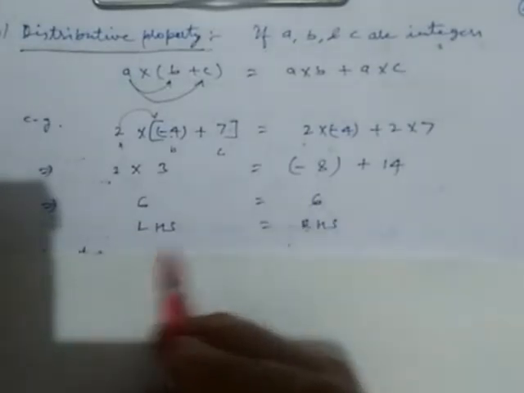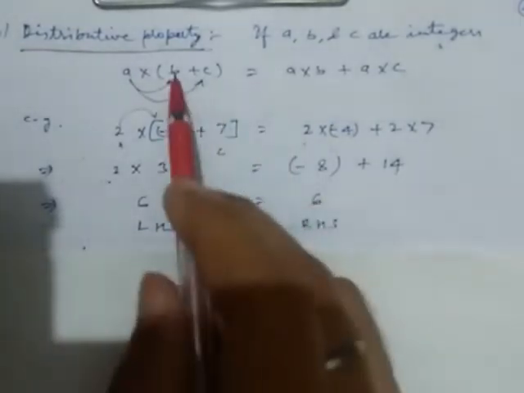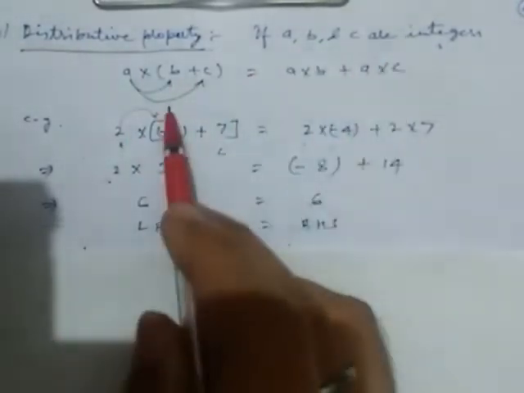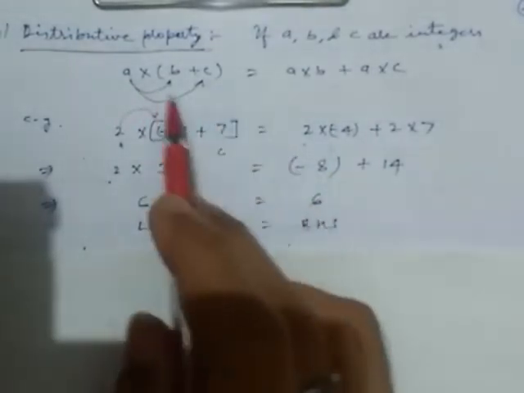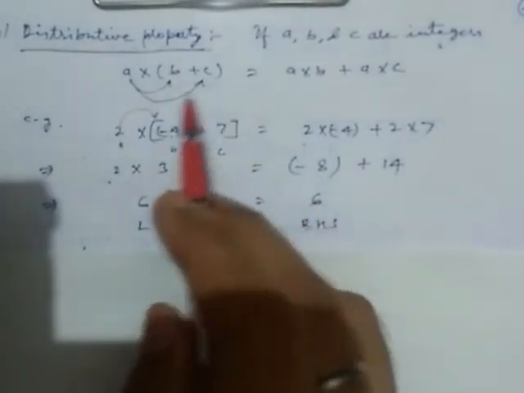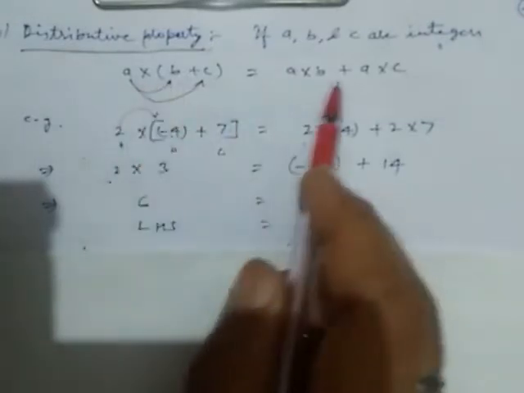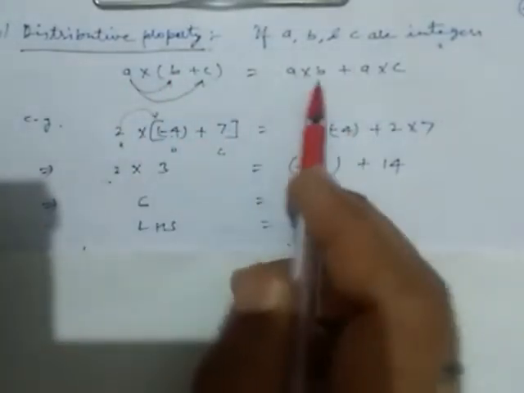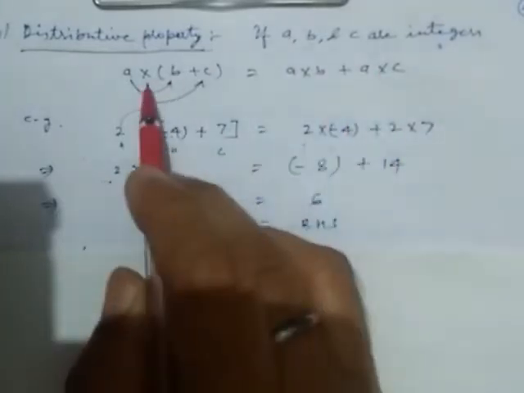So we can say that A, B and C are integers, and they are showing distributive property. By this way we can distribute them, A into B and A into C. And vice versa. If we have this, then we can write this.